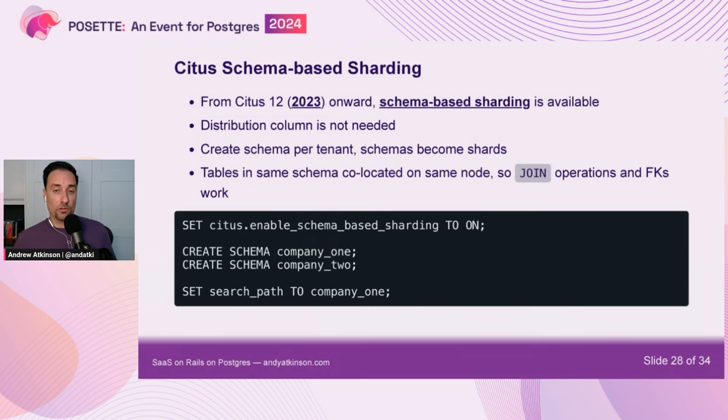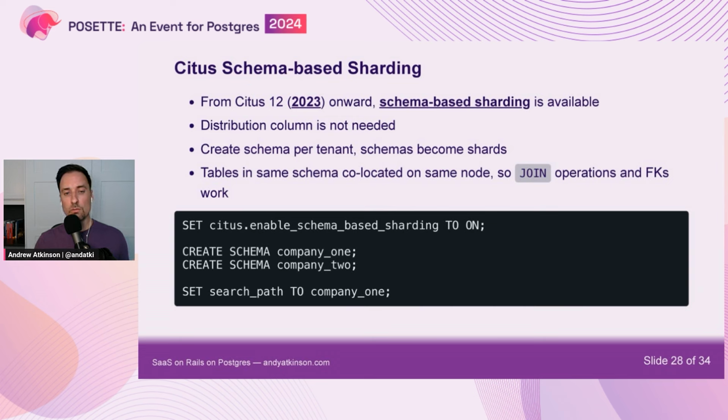So that was row-level sharding, just the very basics of it. And Citus last year in 2023 added a second option called schema-based sharding. With schema-based sharding, we don't need the distribution column that we've been talking about. Instead, we create a schema per tenant, and then the schemas themselves become the shards. So the tables in the same schema are then also co-located on the same node, and that way join operations and foreign keys work like how we would expect.